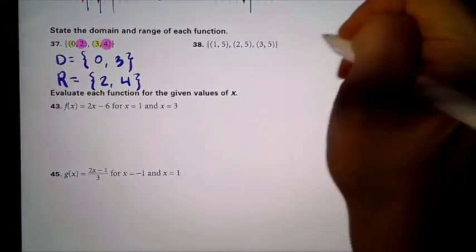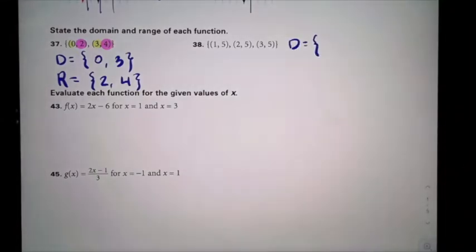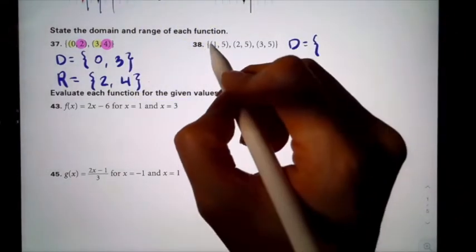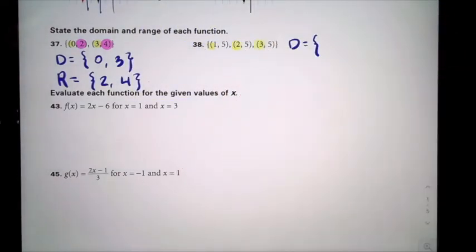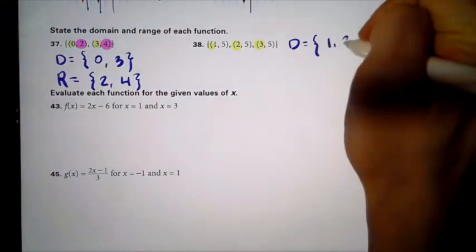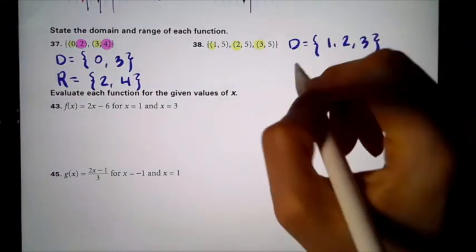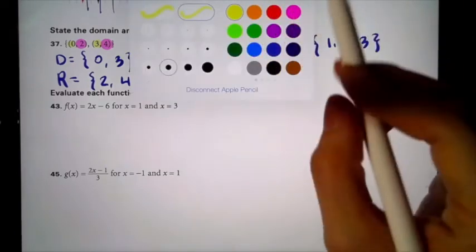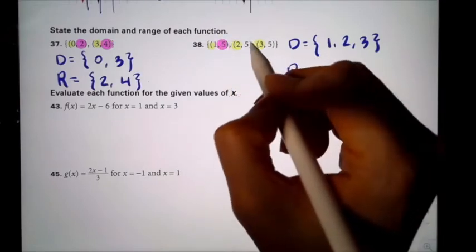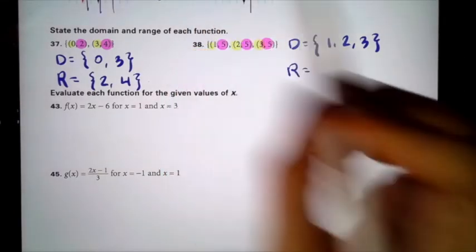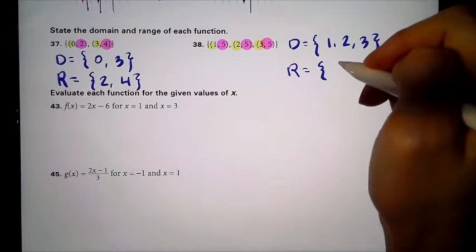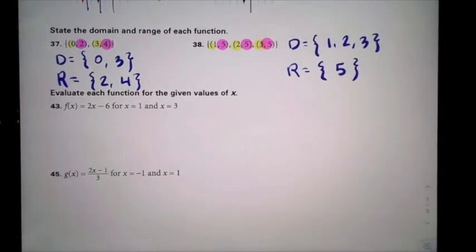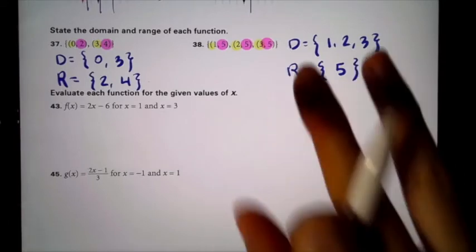And 38, my domain, it is 1, 2, 3, right? So domain is 1, 2, and 3, and my range is what? Your y value, right? So do you remember domain and range? I just want you to remind what we learned before. All right, so range is what? All 5s. So you just have 5. We don't write 5 3 times, right? So we did this kind of thing.